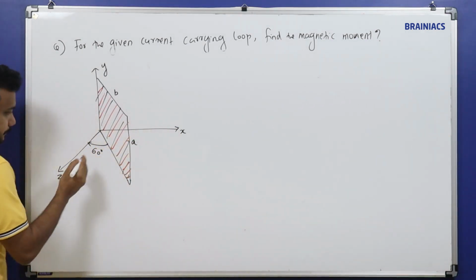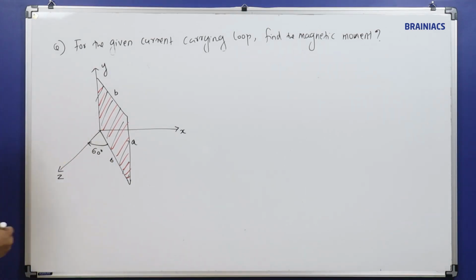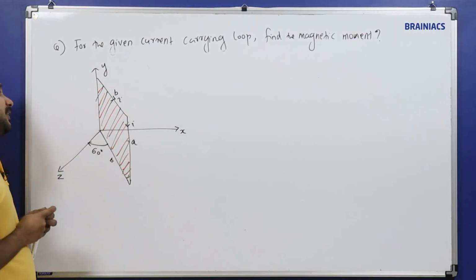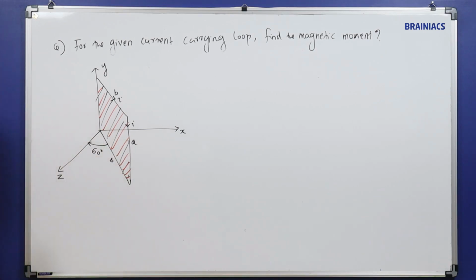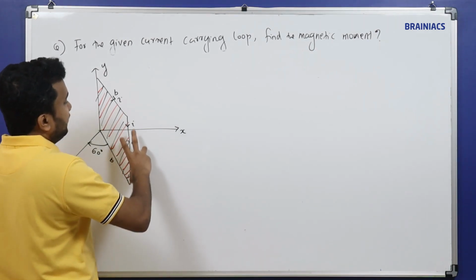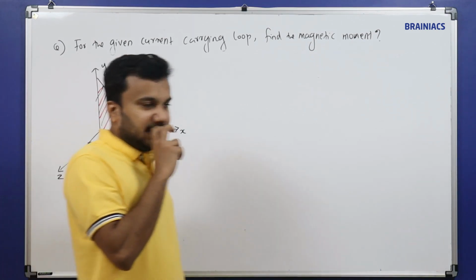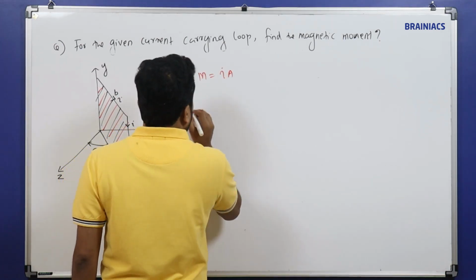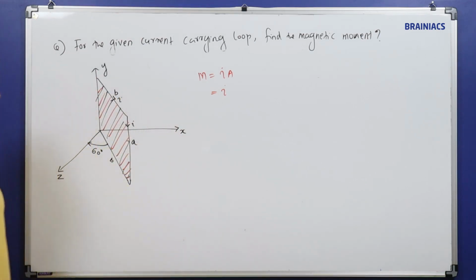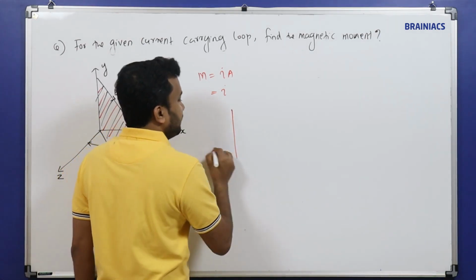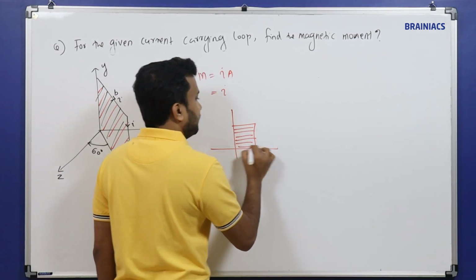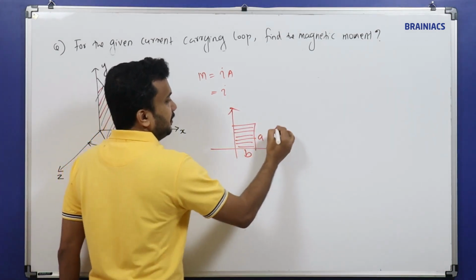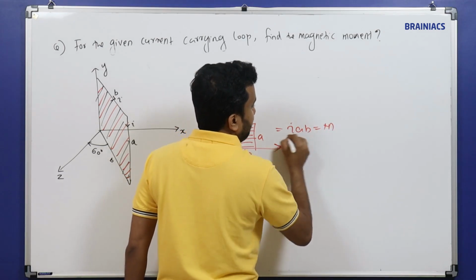In this case, we know this side is B, this side is B. We know the magnetic moment will be equal to IA, as current is carried by the loop like this. Here A is like this, but we know this is a rectangle. So the magnetic moment equals I into area. But this is not a structure similar to what we have seen before. It is tilted, so this case is different. If this is A and this is B, I could write IAB as my magnetic moment.